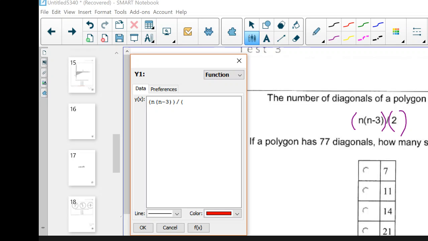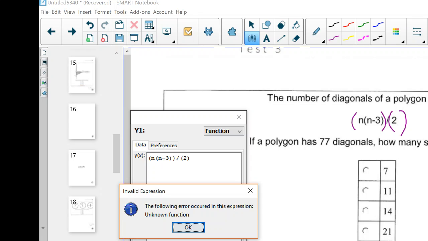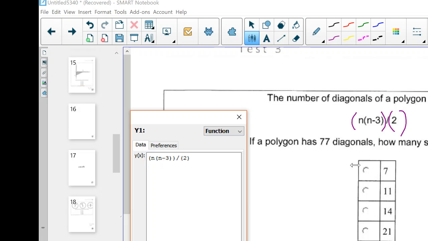Parentheses are your friends. So just make sure that if you've got especially numerator and denominator, that you note these both. Now I've intentionally made two different mistakes. The first one is if I click OK, it's going to tell me that it's an unknown function, and I want you to see why. Even though this formula has n's, I want you to notice that your calculator requires that it be y of x. It just needs an x there, and that's just pre-programmed.